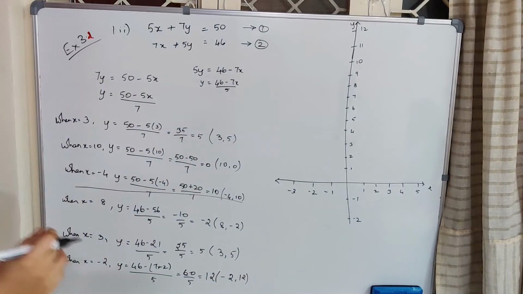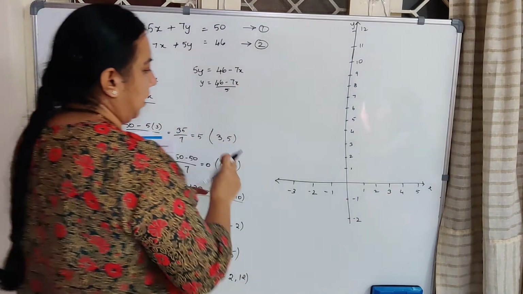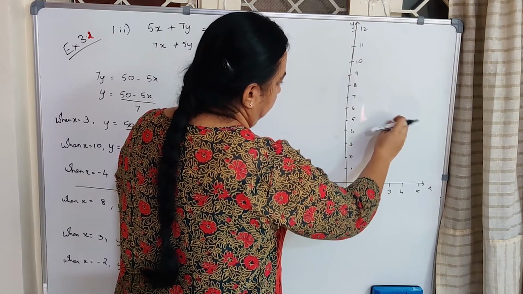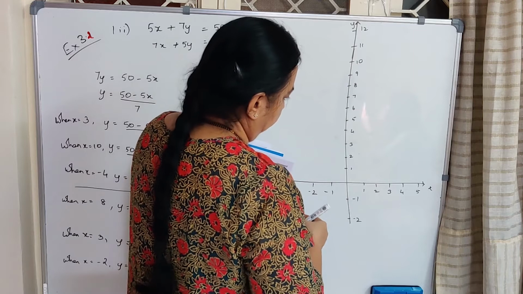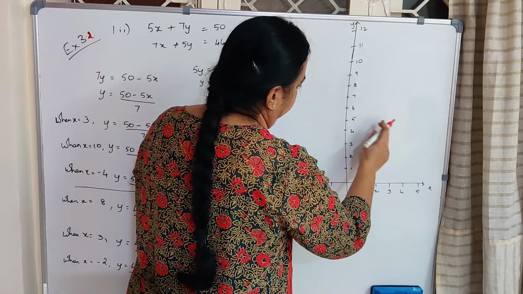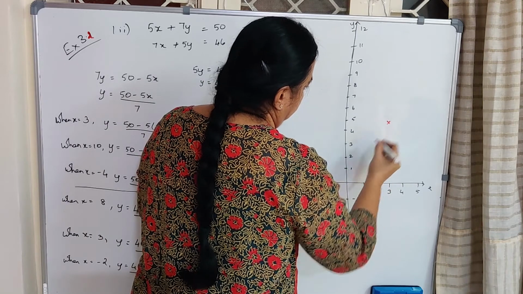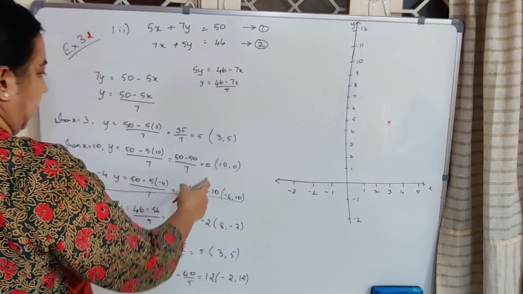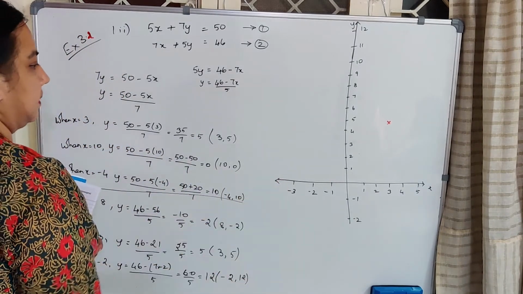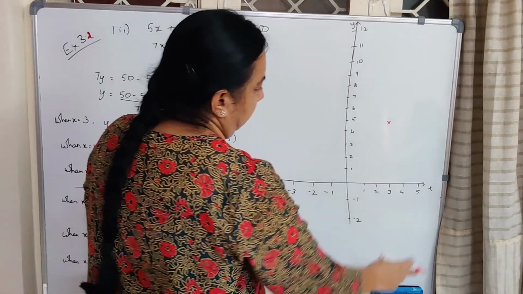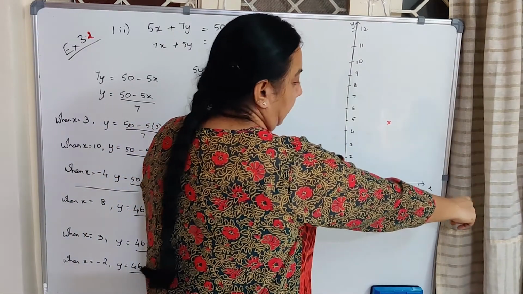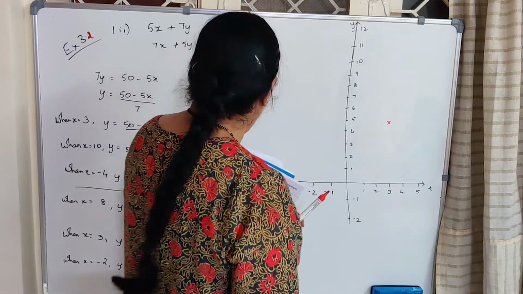Now when I want to plot the graph, I get (3, 5). 3 in the x-axis, 5 in the y-axis, they intersect at this point. I mark it with a different color now. So the point will be somewhere here. Then the next point will be (10, 0), I didn't mark 10. Oh my god. (10, 0) will be somewhere here, okay? So the graph is extended till 10 and (10, 0) somewhere it will be here.